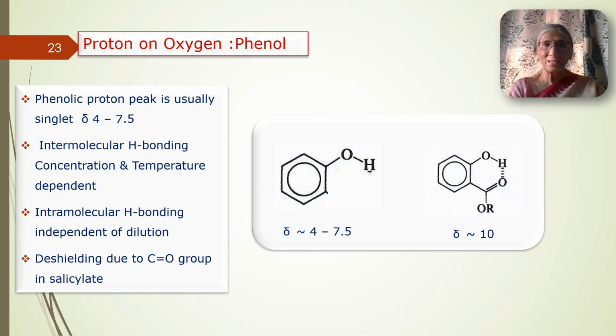Here this is an ester, and in salicylates this hydroxyl proton is highly de-shielded. The signal is seen at delta 10 because of the de-shielding effect of this carbonyl. So this delta value is approximately 10 delta, and in case of salicylates this is intramolecular hydrogen bonding. Therefore, it will be temperature and concentration independent.